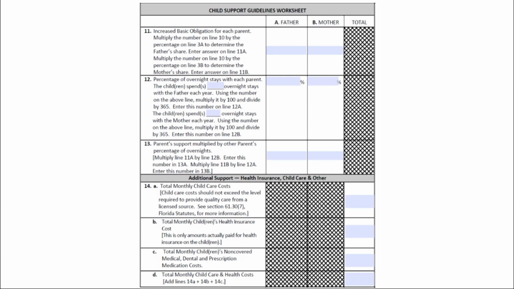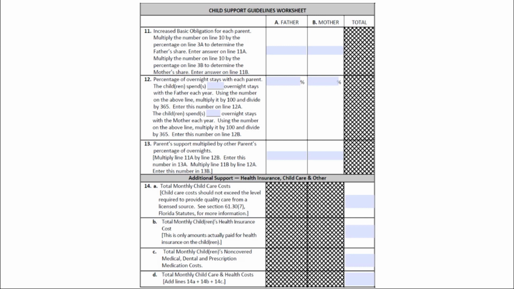In section 14 of the Child Support Guidelines worksheet, you will be listing additional support for health insurance, child care, and other additional support payments made. This is similar to the numbers that would have been entered in the other section for the basic obligation amount. So whatever the total monthly child care costs, which should not exceed the level required to provide quality care from a licensed source, you should put that number in for 14A.